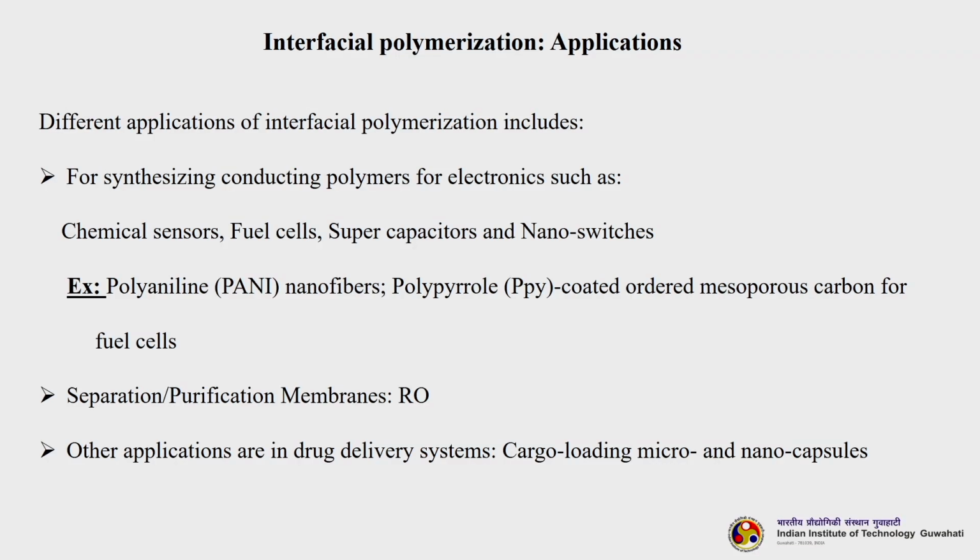So, different applications of interfacial polymerization include synthesizing conducting polymers for electronics, such as chemical sensors, fuel cells, supercapacitors and nanoswitches. For example, PANI is used to prepare nanofibers. Then PPY coated ordered mesoporous carbon for fuel cell application. PPY is polypyrrole. It is also used for separation and purification membranes, as for example, RO membrane preparation. Other applications are in drug delivery systems, cargo loading micro and nano capsules, which are already in practice and commercialized also.